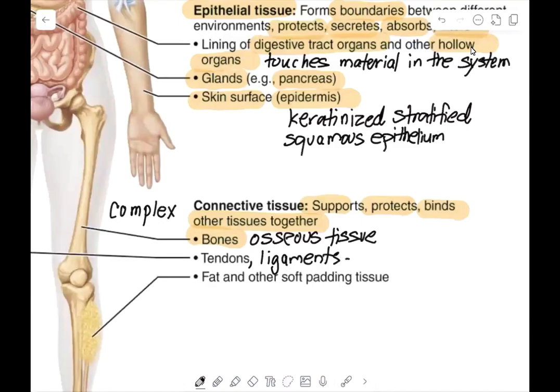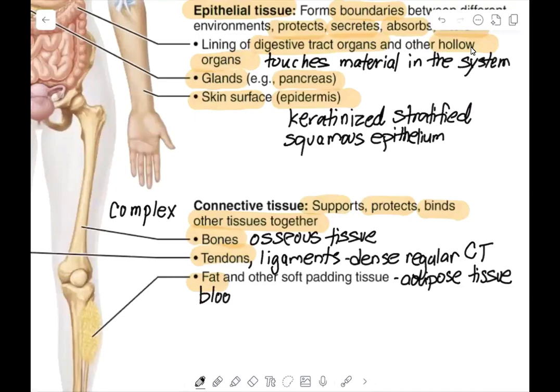And these tendons or ligaments are going to be called dense regular connective tissue. And I'm going to put CT to abbreviate connective tissue. Another example is fat and other soft padding tissue. This would be called adipose tissue. And there'll be others that we're going to be learning about.